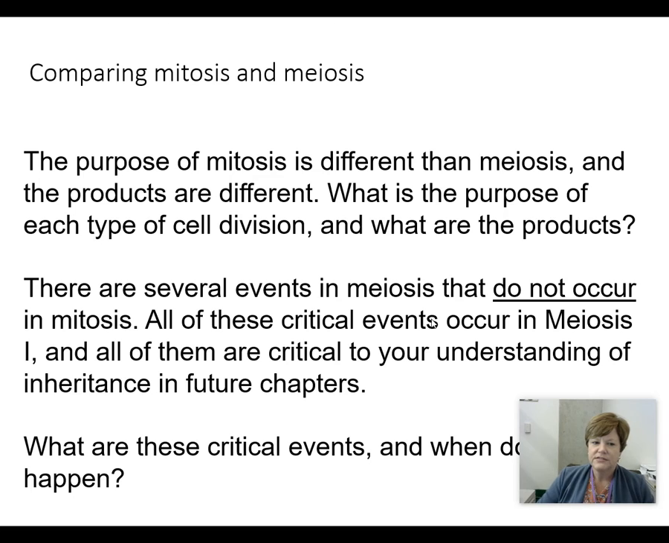The events in meiosis that do not occur in mitosis, those would be synapsis and crossing over in prophase 1, alignment of tetrads in metaphase 1, and separation of homologous chromosomes in anaphase 1. So pretty much everything in meiosis 1 is something that does not happen in mitosis.